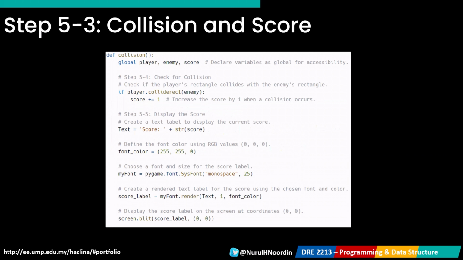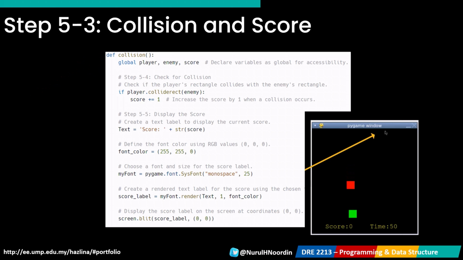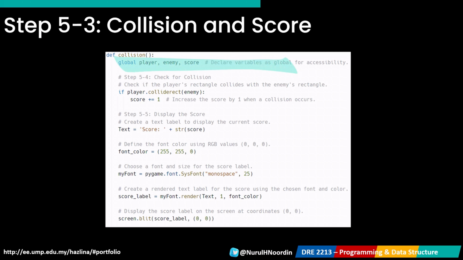Next is step 5.3. This is where we define the collision function, the magic behind detecting interactions and scoring. In this step, marked as 5.3, we unveil the logic that makes our game dynamic and engaging. So, what is the collision function? The collision function is our game's detective. It's responsible for detecting when the player character collides with the enemy character. To ensure that our collision function can access and modify essential variables, we declare player, enemy, and score as global.